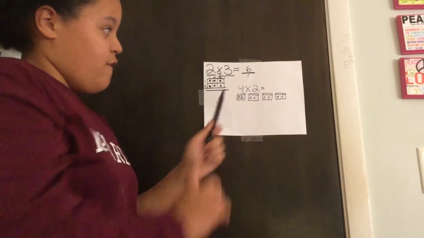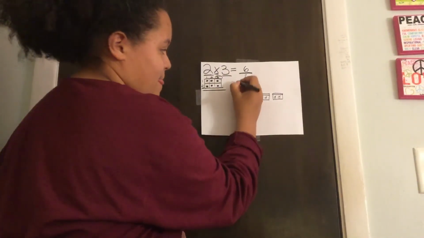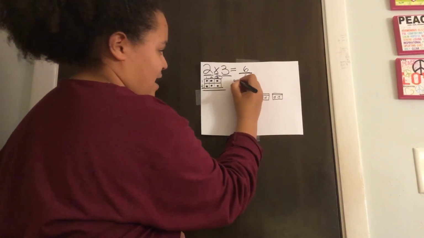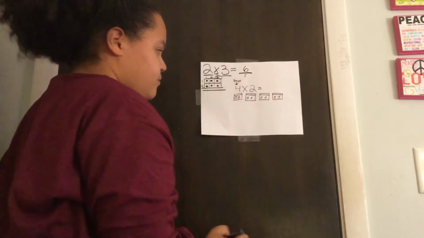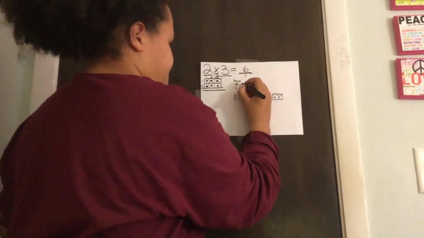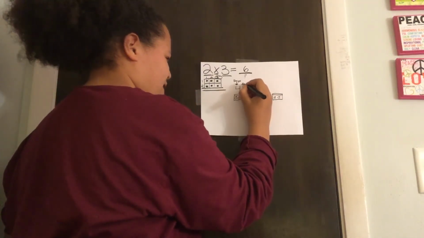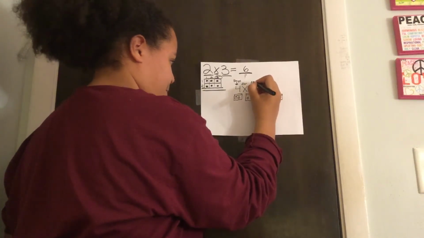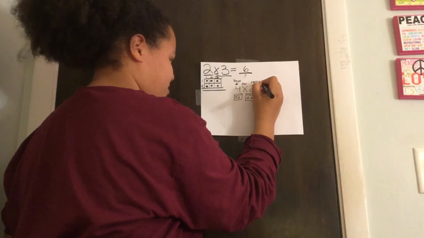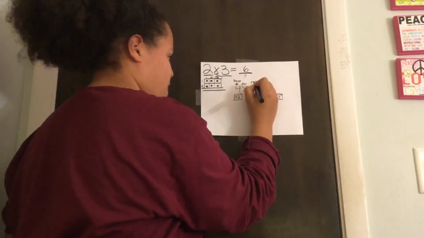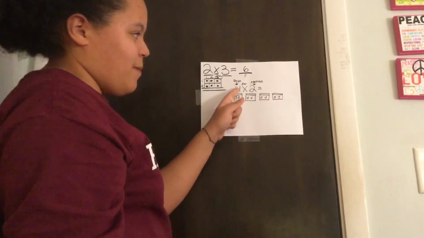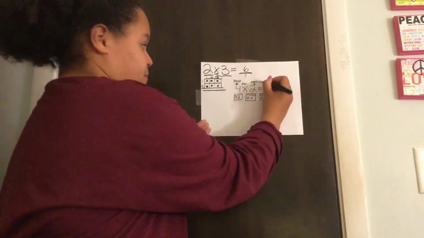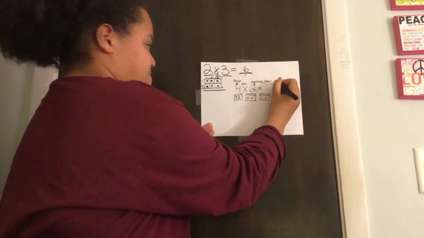So we have 4 bags per 2 apples. So we have 4 bags for 2 apples per bag. Apples per bag.